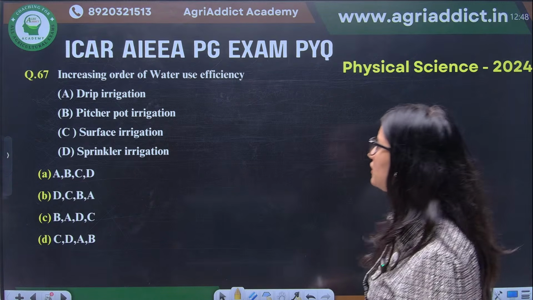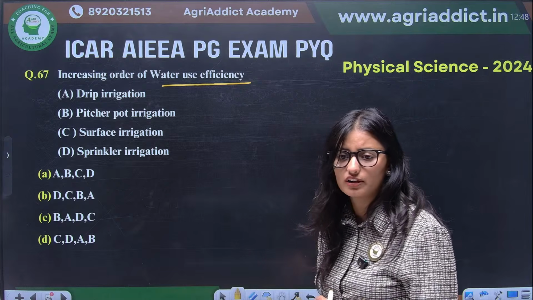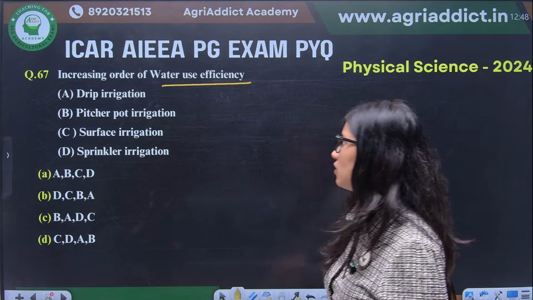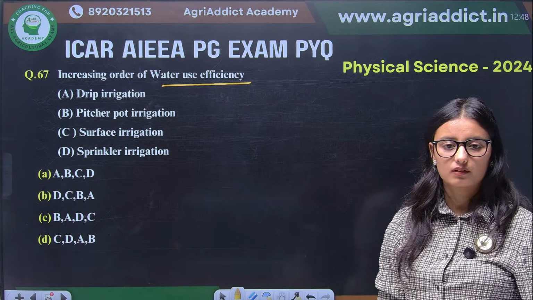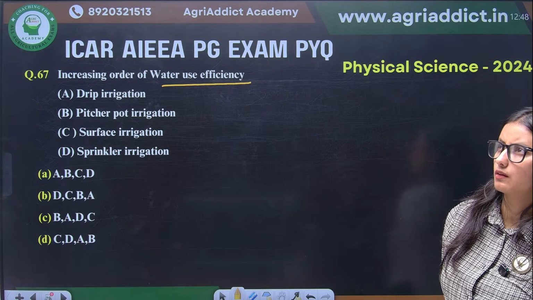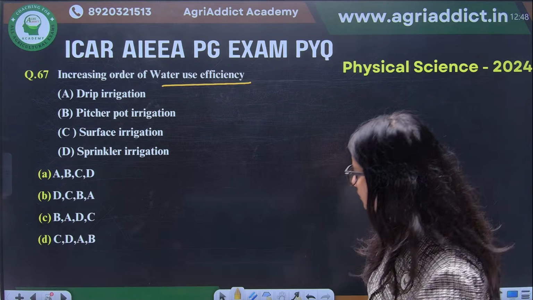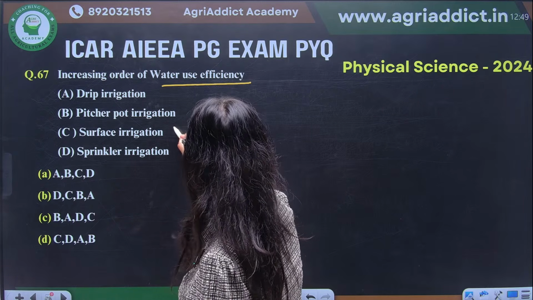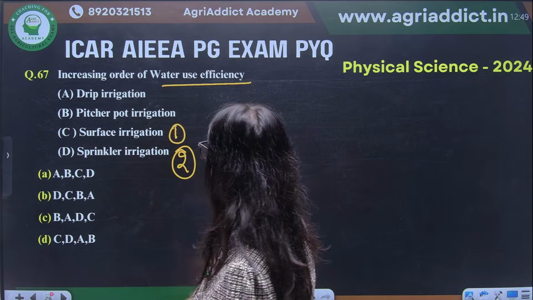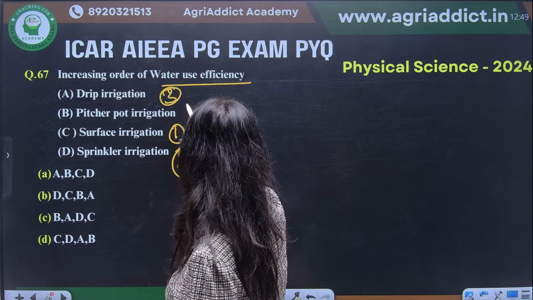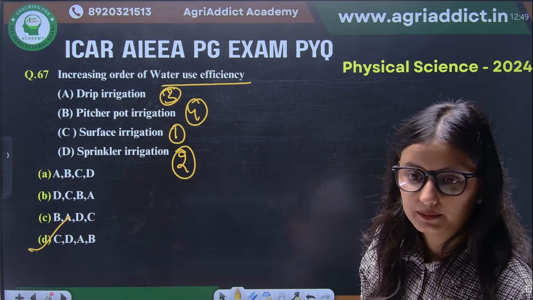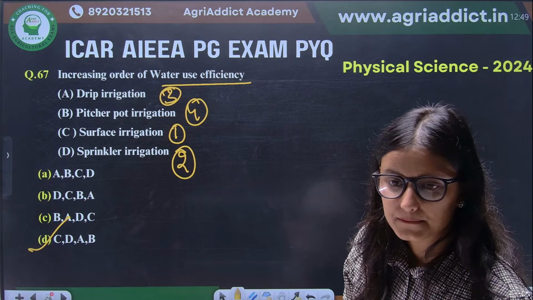Next is increasing order of water use efficiency. कैसे है increasing order of water use efficiency? D, C. Okay, सबसे पहले increasing order, yes. Surface irrigation number 1. Second क्या आता है हमारा? Sprinkler. Third आता है हमारा drip irrigation और fourth आता है pitcher. Very good. D is the correct answer.